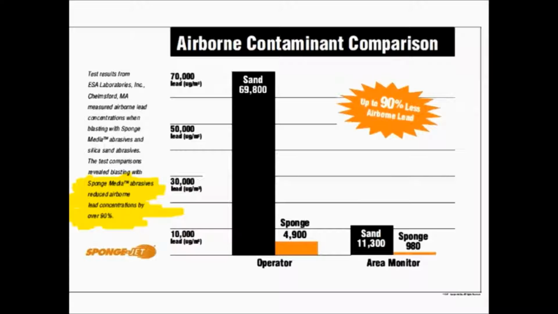Second observation is that there will be a total lack of measurable airborne lead concentration when blasting with SpongeJet. The graph shows the dust exposure to the blaster operator and an air monitor in the environment as outlined and highlighted in the highlighted section. SpongeJet blasting reduced the airborne lead concentrations by over 90%. So it's 90% less than they would have with traditional blasting on the area monitor and the operator.